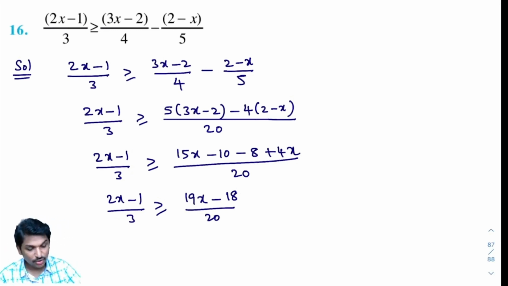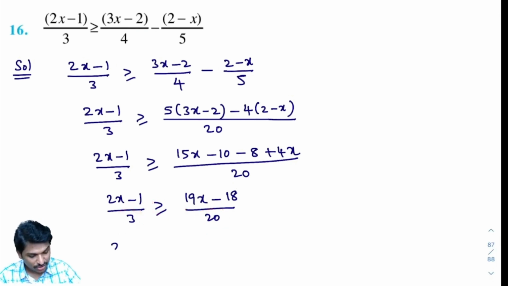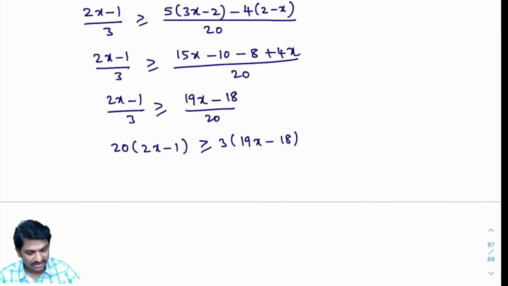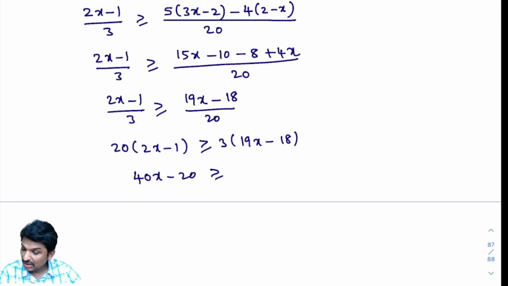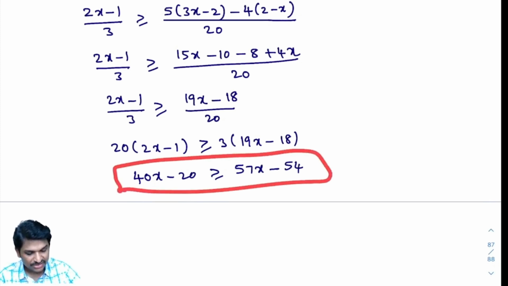Good morning. Right, now here this is a positive real number, this is a positive real number. When these two are positive real numbers, you can cross multiply. Okay, cross multiply, what you will get? 20 into 2x minus 1 is greater than or equal to 3 into 19x minus 18. Now you simplify the left hand side, what you will get? 40x minus 20 is greater than or equal to 3 into 19, that is 57x, minus 3 into 18, that is 54. Okay, now you observe here I got somehow the simplest form now.